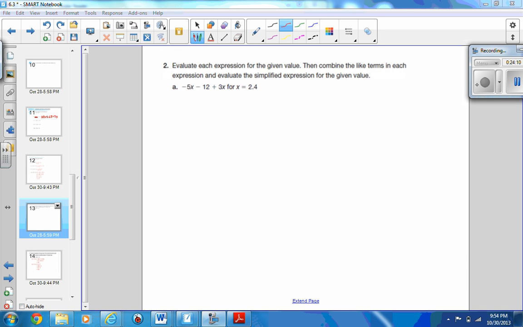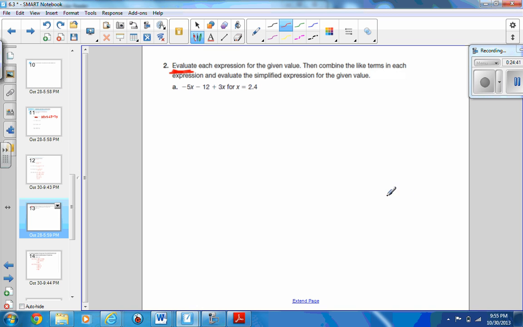All right, so for part 2, it says evaluate each expression for the given value. Then combine the like terms in each expression and evaluate the simplified expression for the given value. So you're going to evaluate it. What does evaluate mean? It means plug in for x, whatever value they have there, 2.4. And so you're going to evaluate the expression first. Then you're going to combine the like terms in the expression and evaluate the simplified expression.